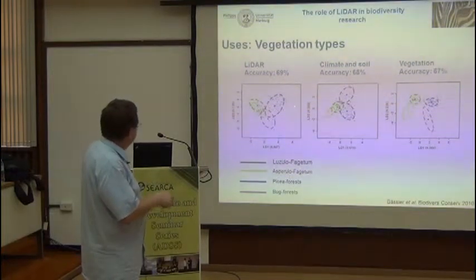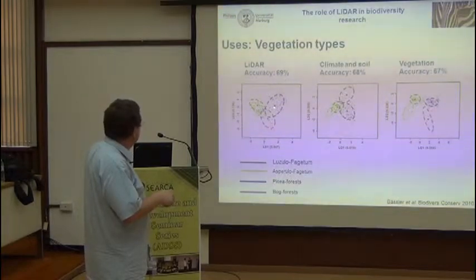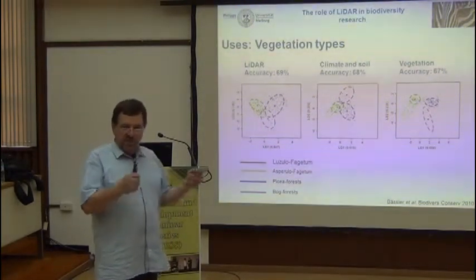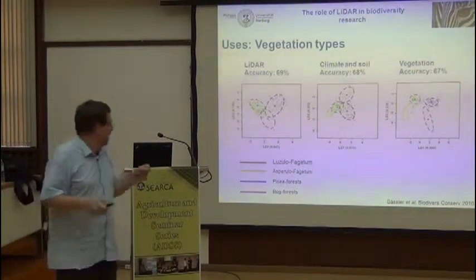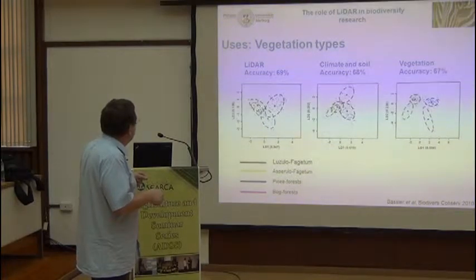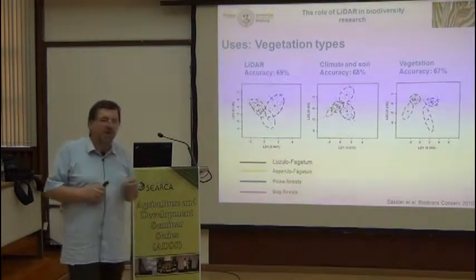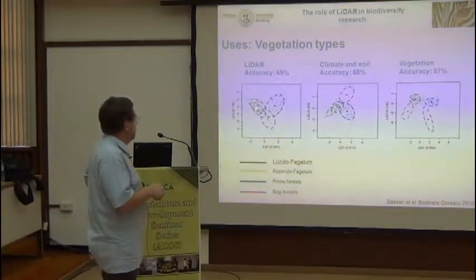When you look here with the LiDAR data, you see that you can also separate things, but some of them are not easily separated. For example, beech forests are difficult to separate with LiDAR. You see they are overlapping within these discriminant functions, suggesting that it is not possible to use these things.